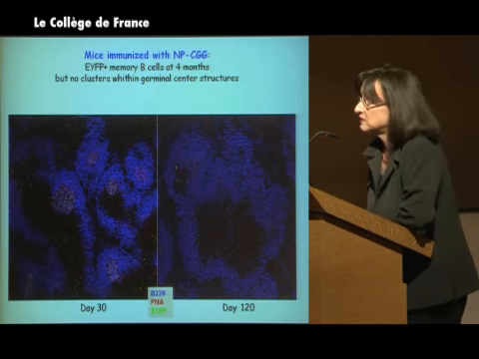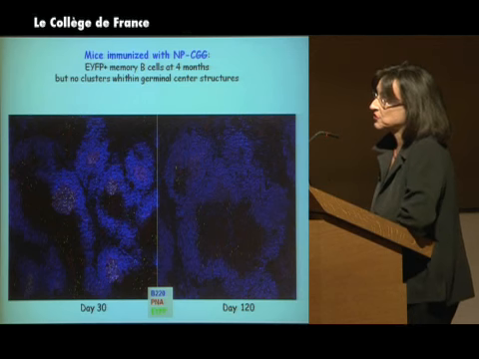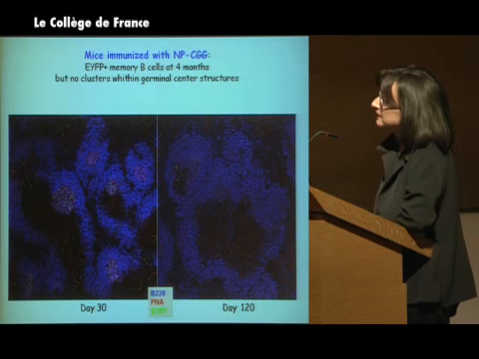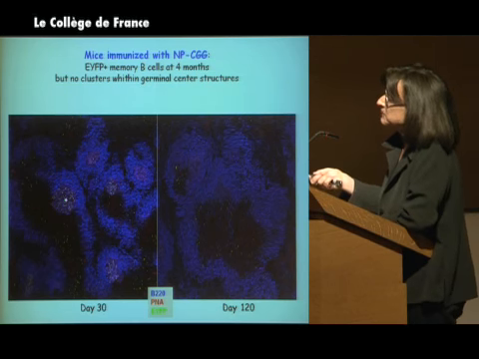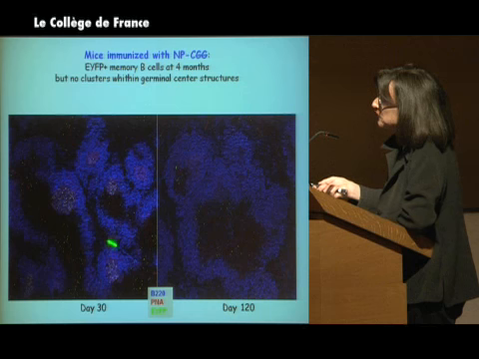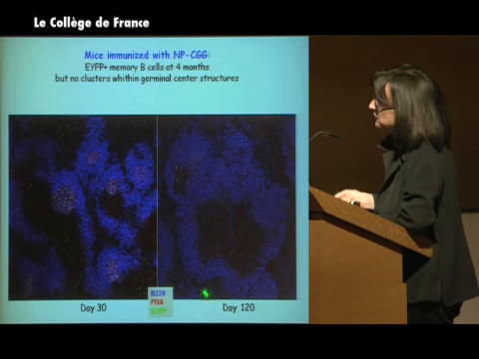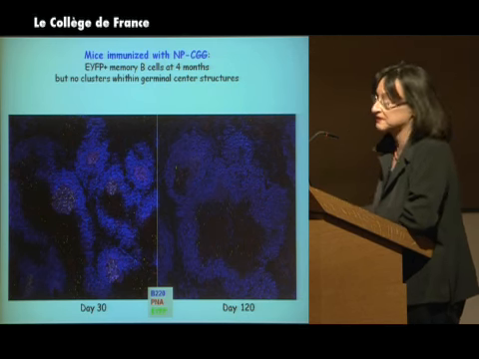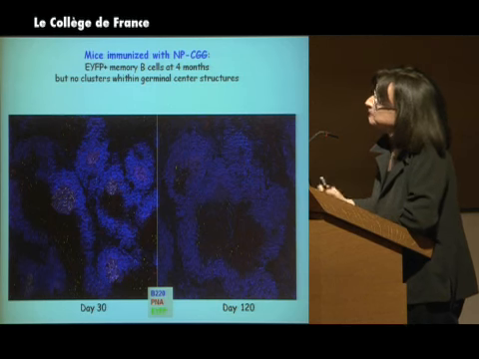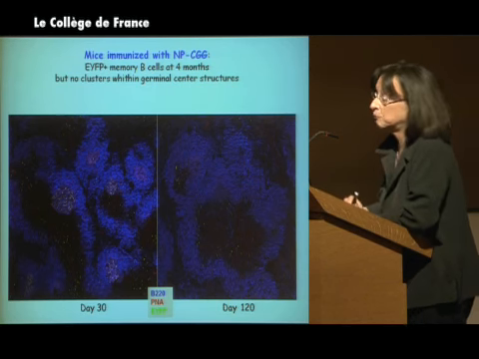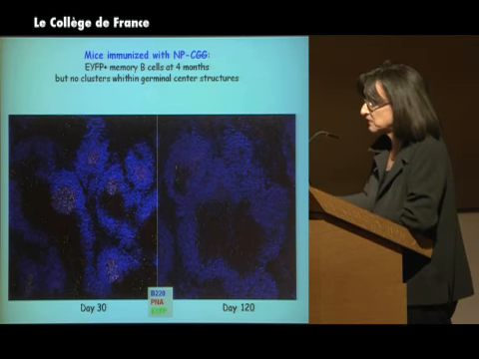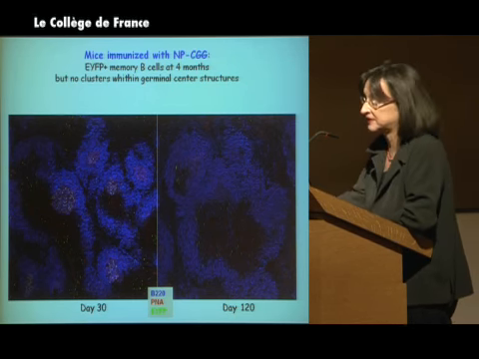In contrast, when you look at an immunization performed with a classic hapten carrier protein antigen, you generate germinal centers that last for a few weeks. But 4 months after the immunization, you find memory B cells with the YFP labeling, but you don't find any of these cells clustered within germinal center-like structures, indicating most likely that the nature of the immunogen is responsible for generating this persistent activated structure.